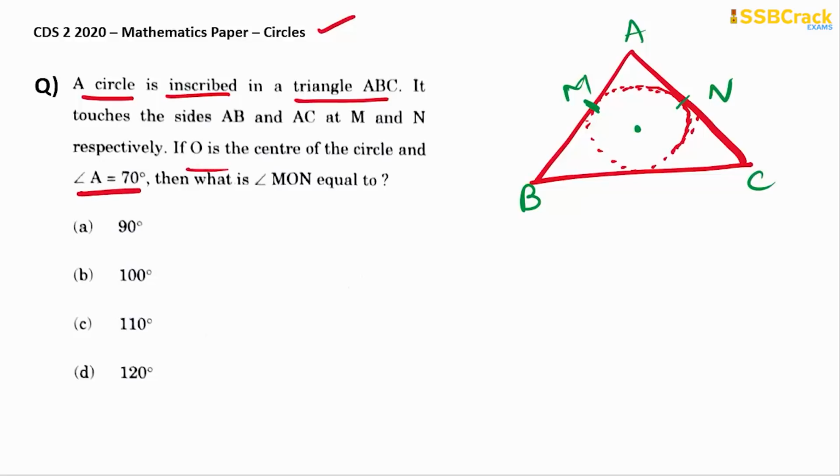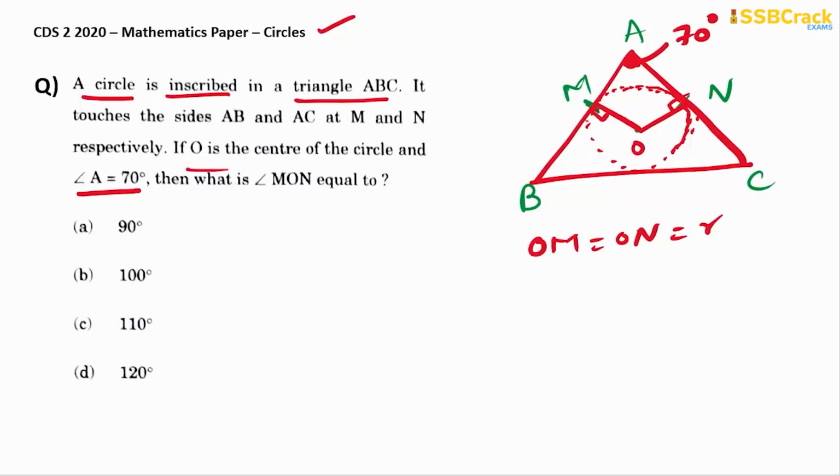And we know angle A also. What is the measure of this angle A? We know this measure, this is 70 degrees. And now they asked us the measure of angle MON. So most of you have now easily understood that this problem is totally based upon the radius tangent property. You know that this OM and ON are radii, right? OM and ON are radii of the circle, and a radius will perpendicularly intersect the tangent, right?